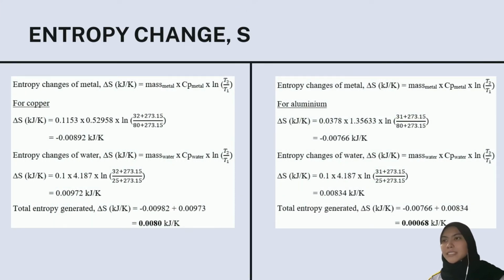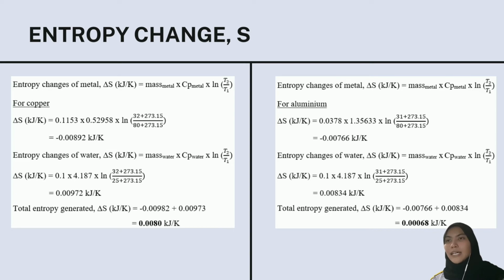For the entropy changes, we use the formula of delta S, in kilojoule per kilogram, equal to the mass of metal multiplied by the heat capacity of metal multiplied by ln T2 over T1, where T is in Kelvin. Okay, for copper, we get an entropy change of negative 0.00892 kJ per kilogram. And the entropy change of water is 0.00972 kJ per kilogram. Therefore, the total entropy generated would be 0.080, where we sum up the entropy change of the metal and the entropy change of the water.